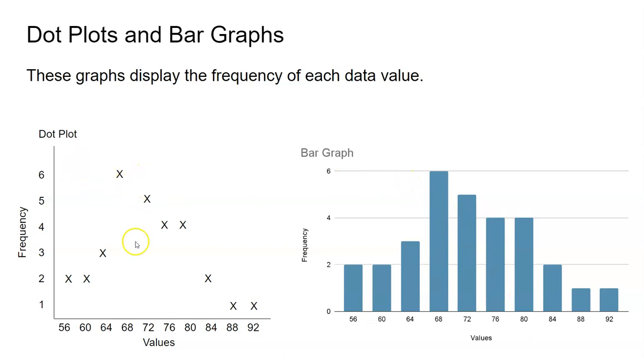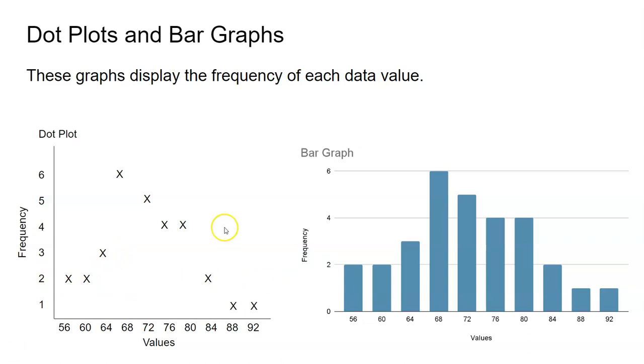Dot plots are another way to represent this, and they're structured very similarly to bar graphs, where you have dots, or in this case, crosses, and then each cross is at the frequency value. So if you look at both of these graphs, you can see that they are both based on the same data. Note this: 68 has a frequency of 6, just like the bar graph, and the 56 and 60 have a frequency of 2, just like the bar graph.